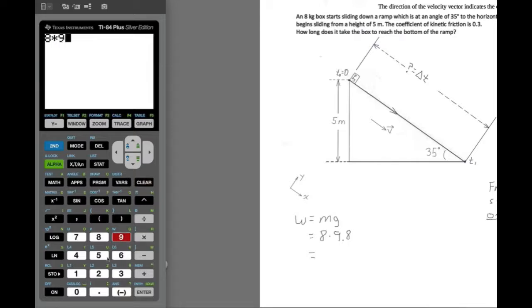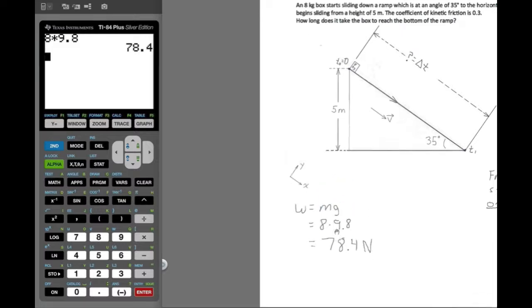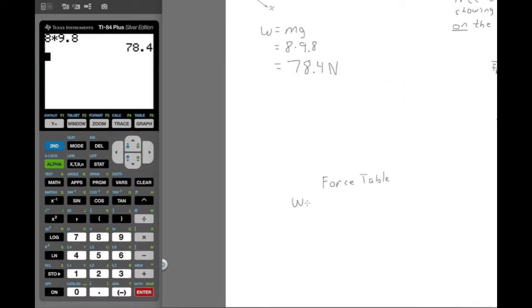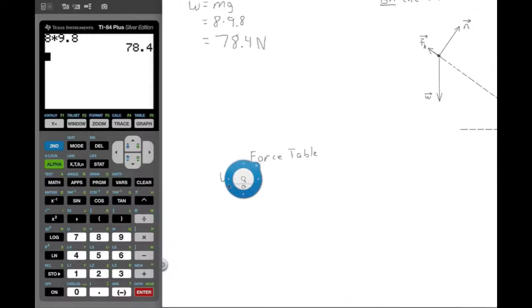8 times 9.8. So we'll get 78.4 for the magnitude of the weight. Remember that when we've solved this equation, we need to put in units, and the units for the weight force are newtons. Now we can add that down here to our force table.